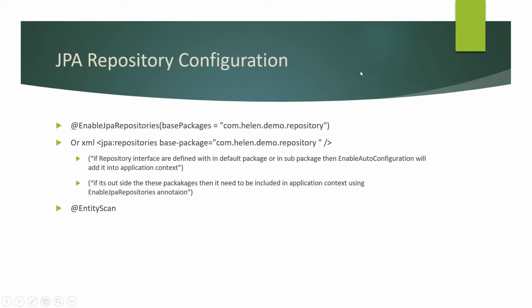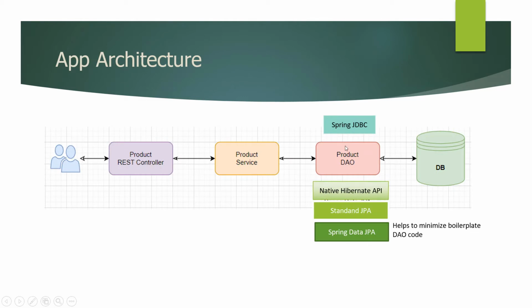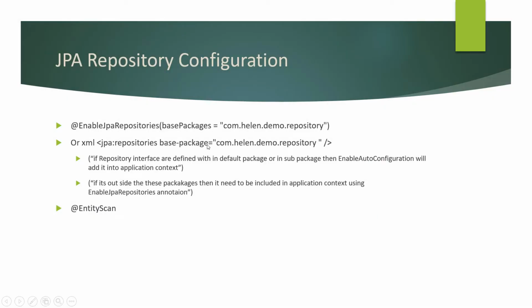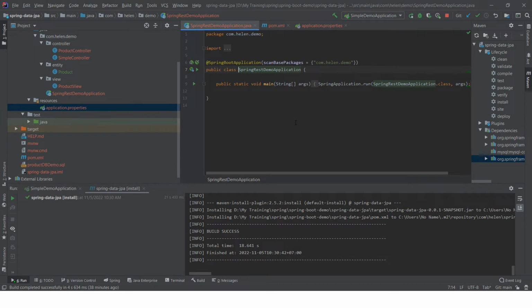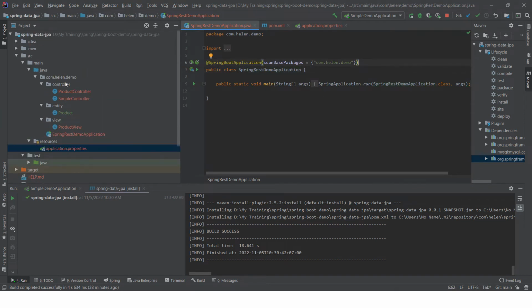Now we move to the JPA repository configuration. In Spring Data JPA, the repository is very important, so we have to do some config here, in this case in the DAO layer. To do that, the first step is to enable the JPA repository, and we have to specify the package you use for the repository. And yeah, you can put the annotation here.